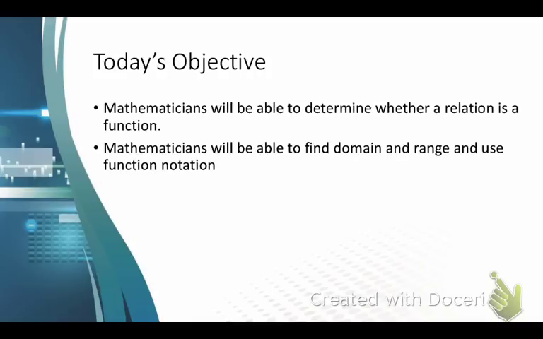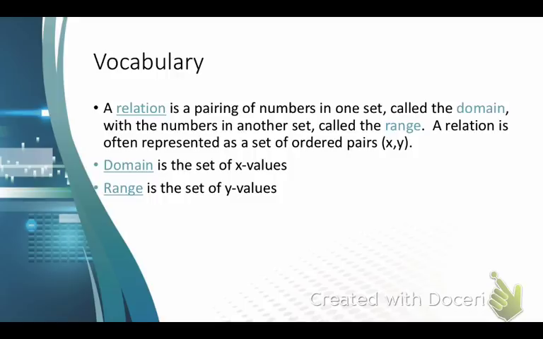Today's objective, you have two pieces to our objective here today. Our objective is that you all, the mathematicians in this classroom, will be able to determine whether a relation is a function, as well as being able to find the domain and range and use function notation. So once again, make sure you are following that on your notes and filling those in as we learn about these objectives today.